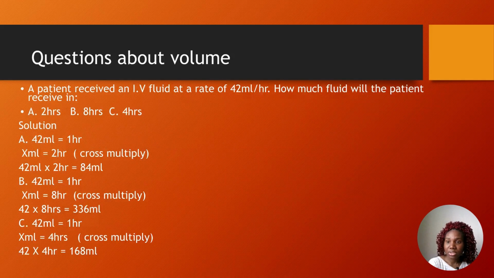Another kind of question you're going to see is: a patient received an IV fluid at a rate of 42 ml in 1 hour. How much fluid would the patient receive in A, 2 hours, B, 8 hours, and C, 4 hours? The way to solve this, you say a patient received IV fluid of 42 ml in 1 hour. So in 2 hours, how many ml is he going to receive? If you cross multiply, you get 84 ml. All right, so you do the same to the other questions.